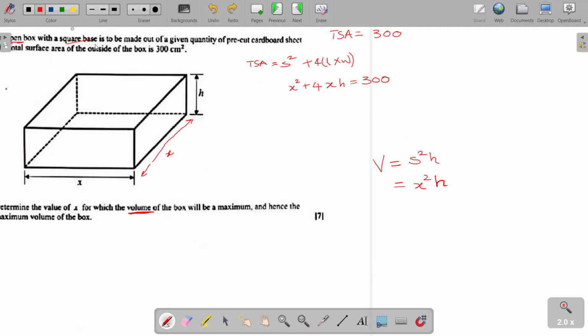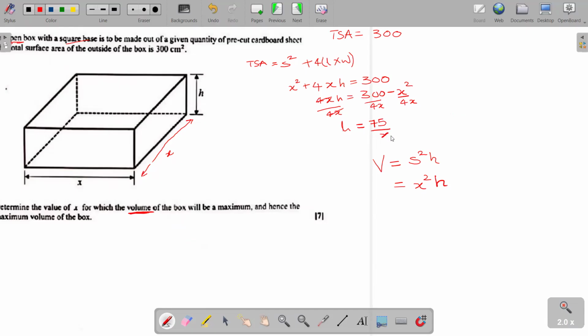So therefore means that here we can be left with 4x h equal to 300 minus x squared. Then we divide both sides by 4x, divide throughout by 4x. So we would realize that our h here, this and this are going to divide. So our h will be equal to 300 divided by 4. Go to your calculator, it's going to give 75.